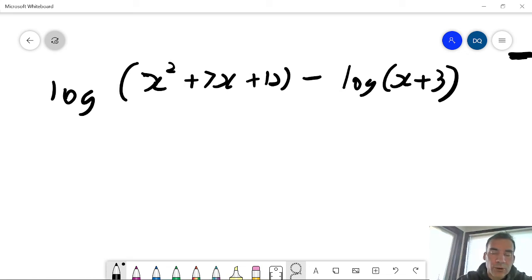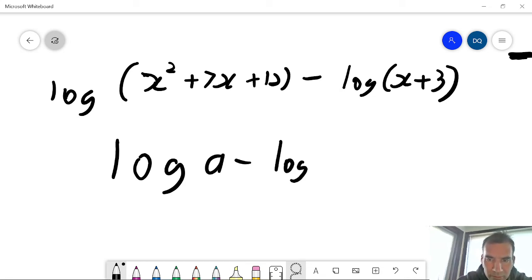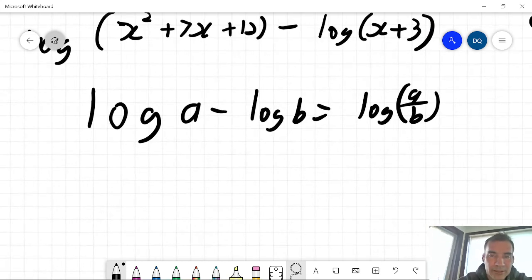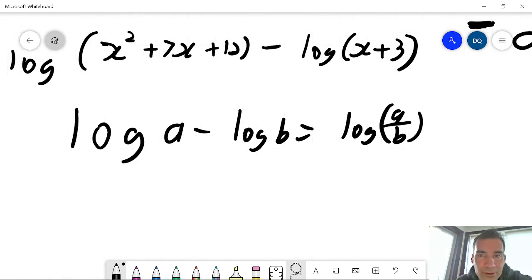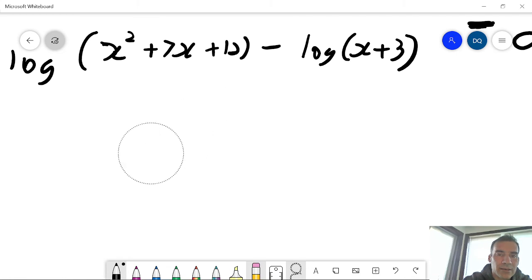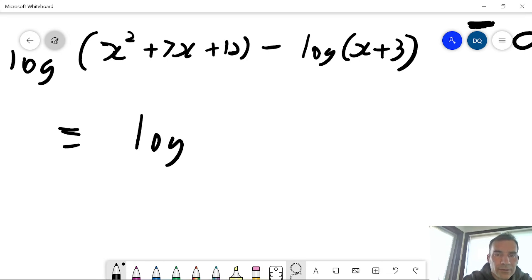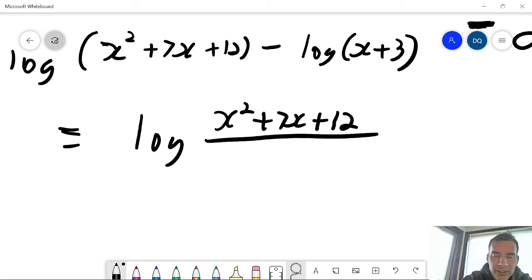From here, you can use the product rule. Remember the product rule, and I'm rewriting these a bunch of times on purpose so that you learn them and don't need to write them down after. The log of a minus the log of b is equal to the log of a divided by b. So I wrote it the other way now instead of putting the log of the product on the left. Okay. So all of this is equal to the log of x squared plus 7x plus 12 divided by x plus 3.